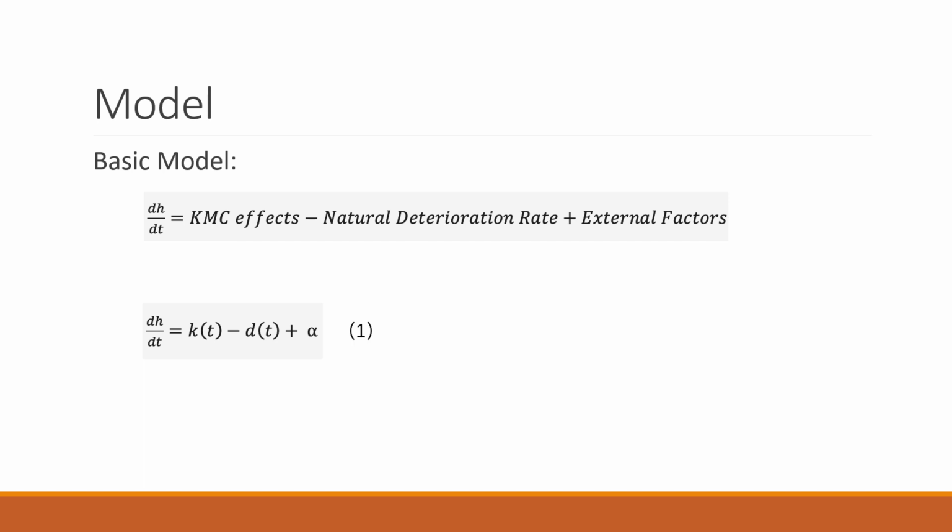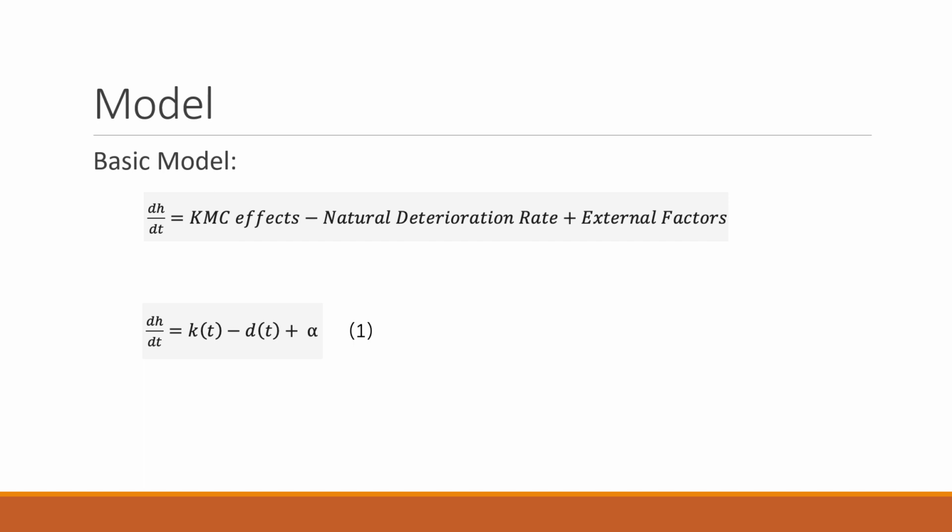So let's look at our basic model. You can check this model. We can say the rate of change of health equals KMC effects minus natural deterioration rate plus external factor. And now we can see the math notation of our model. Firstly, the KMC effect we denote as capital KT. It is influenced by skin-to-skin contact time S, the interruption time I, the quantity of KMC care Q, and some special factor C.